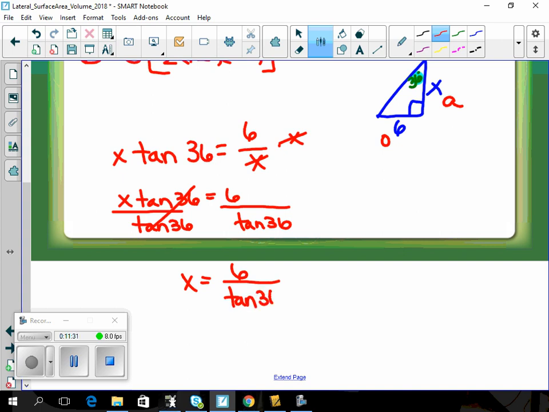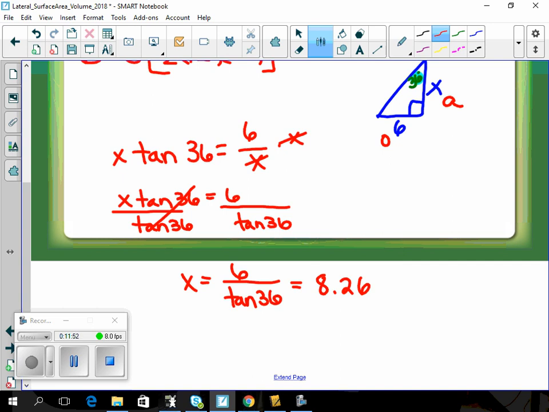So what is 6 divided by the tangent of 36? Let's do 8.26. 8.3 is a little bit rounded. Two decimal places is usually a good rule of thumb, that way our final answer doesn't get off too much. Okay?